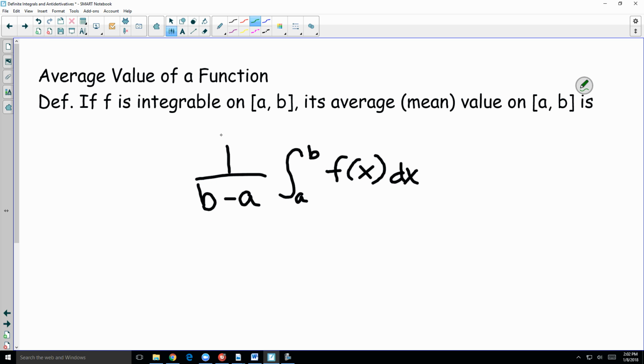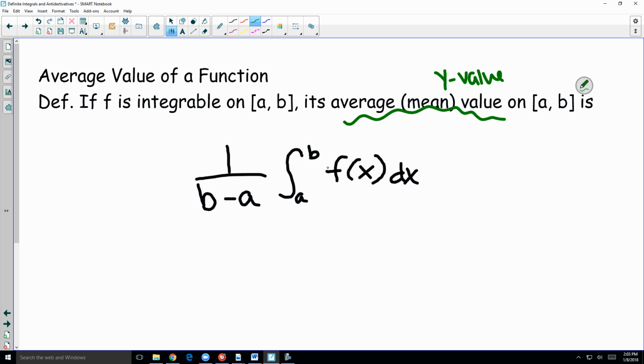Okay, this part here is actually very important. You're going to see this all the time. So if your function is integrable on the interval from a to b, its average or mean value, and I'm talking about a y value, the average value that it takes on, the y value that splits in half the top and the bottom, is going to be given by this formula right here. So basically you find the integral and you do 1 over b minus a.